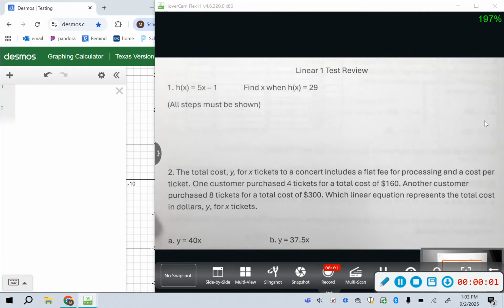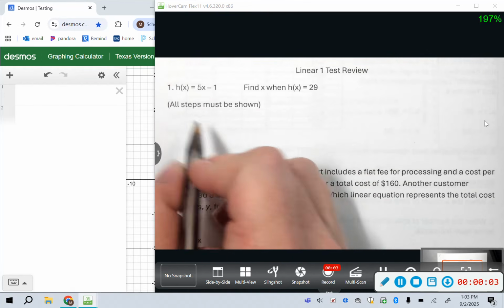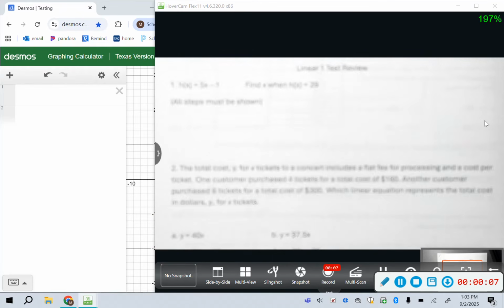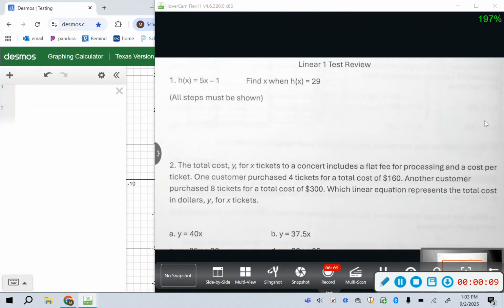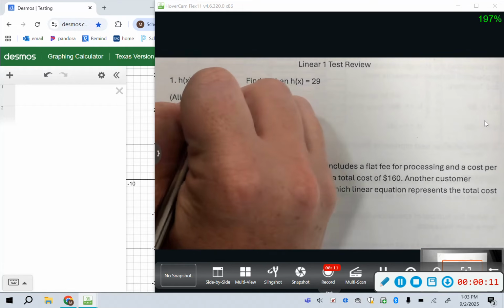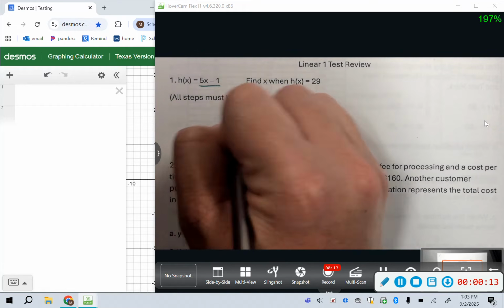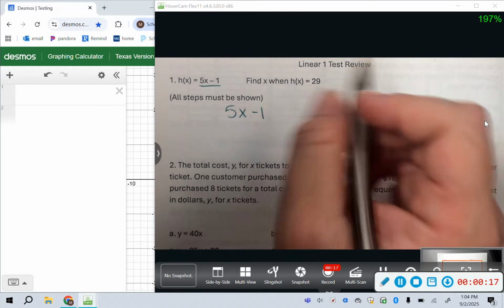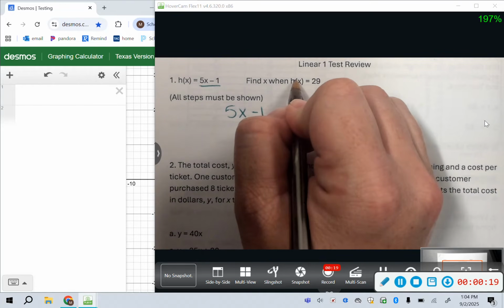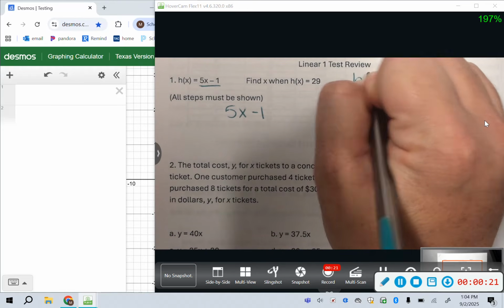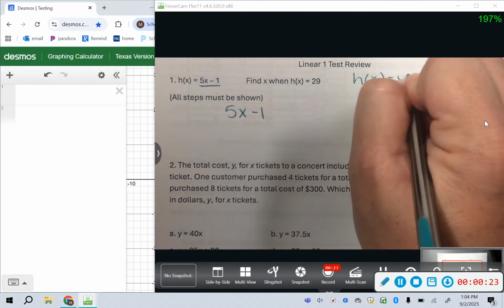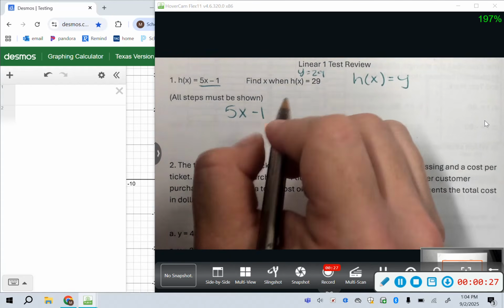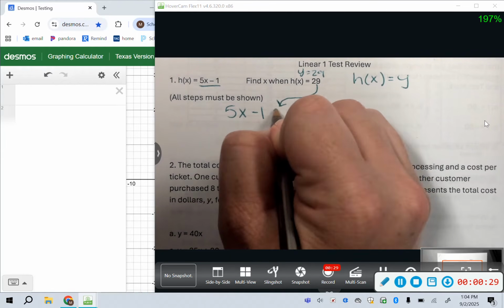Linear 1 test review. Okay, number 1 says h of x equals 5x minus 1. Find x when h of x equals 29. So the best advice I have is I always write the body of my equation. And I need to realize this is an outside. Okay, it's outside. So inside, remember, this would be h of x equals y. So this is giving me y equals 29, and it's outside of the parentheses, so it's going to stay outside of my equation.